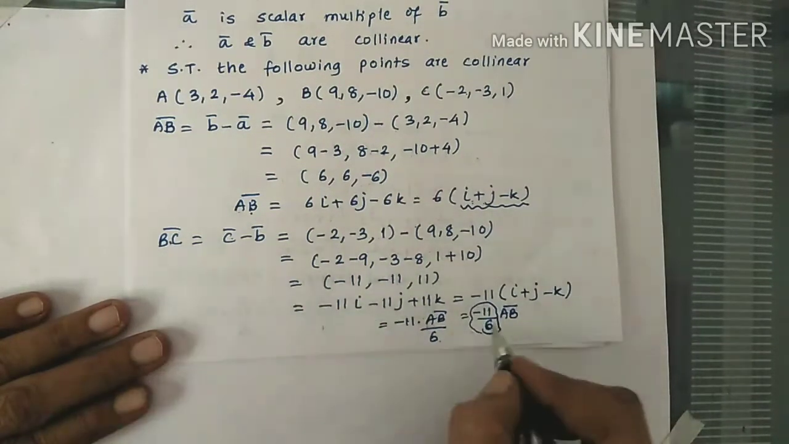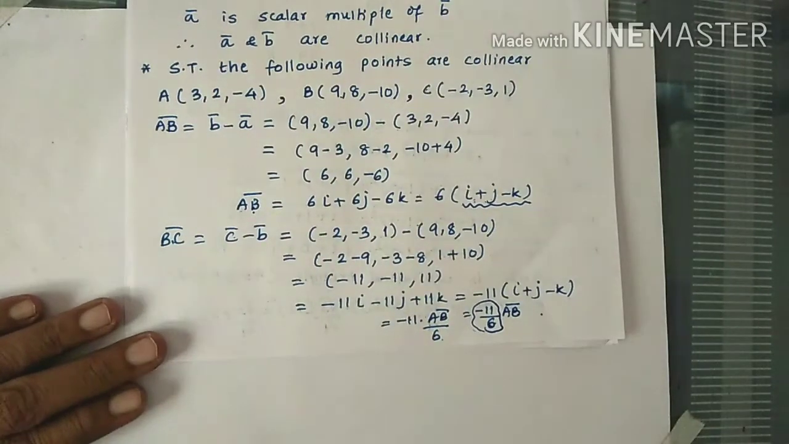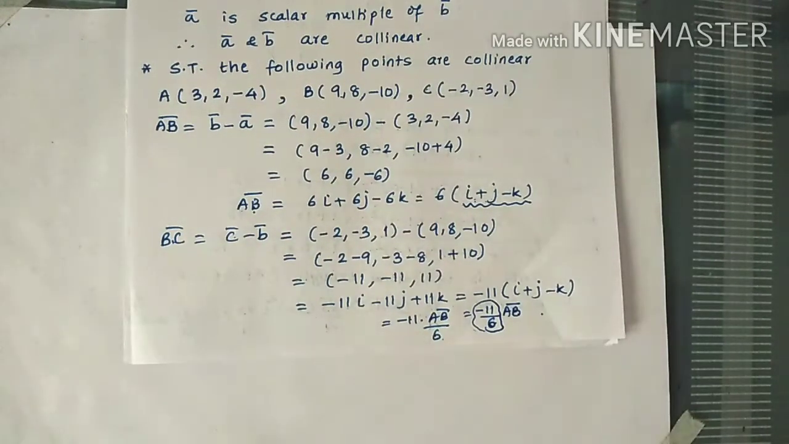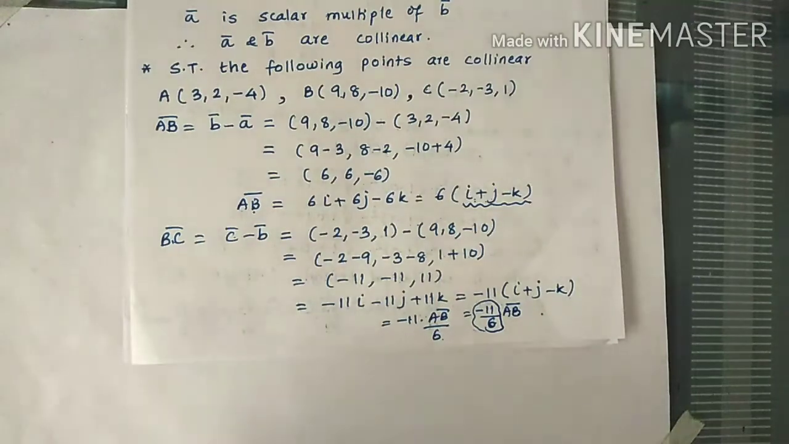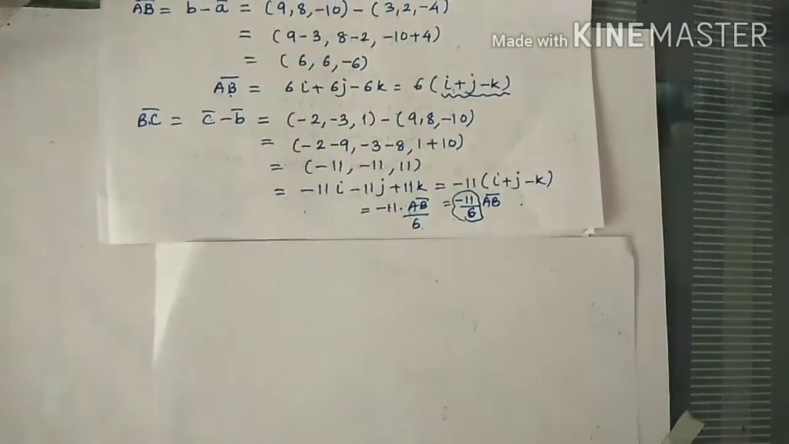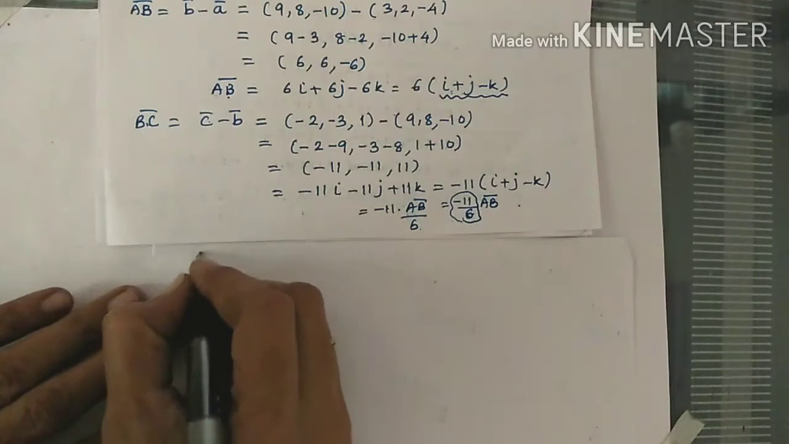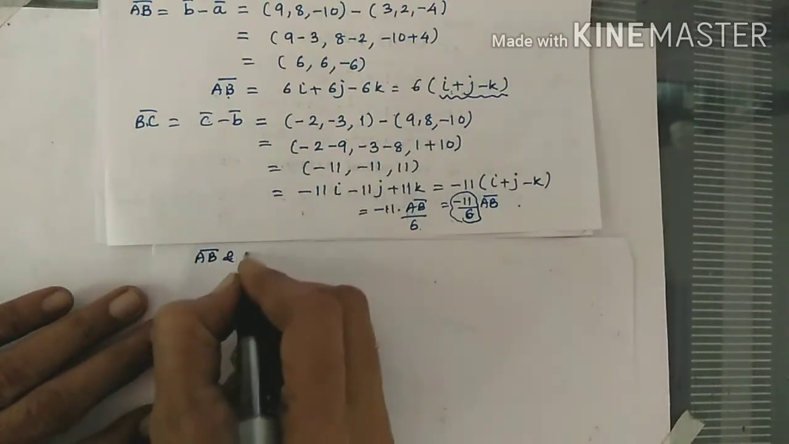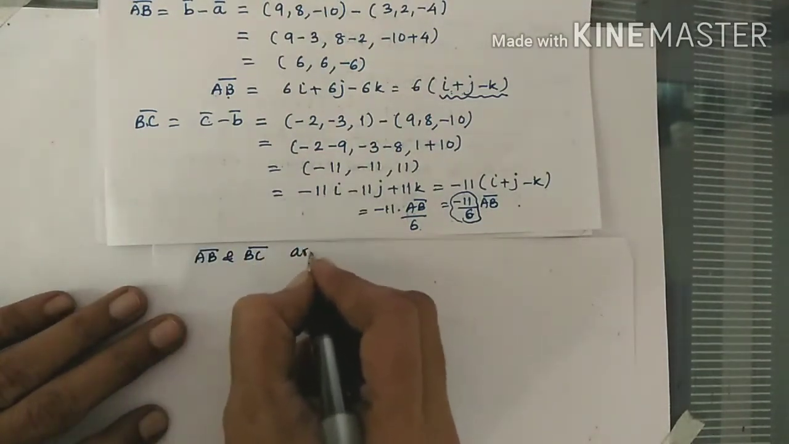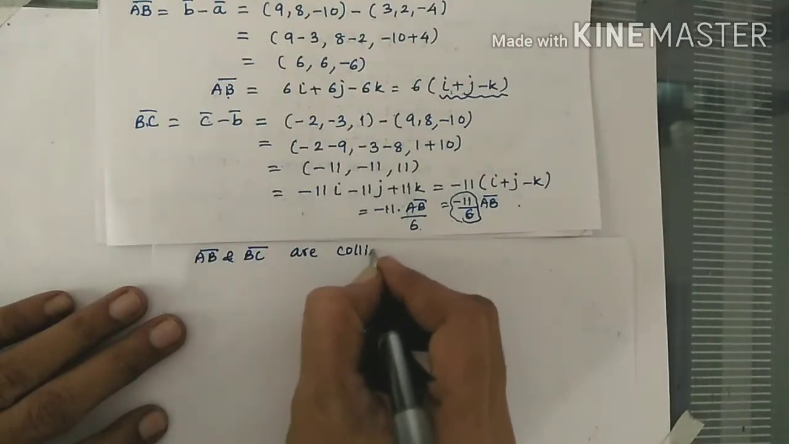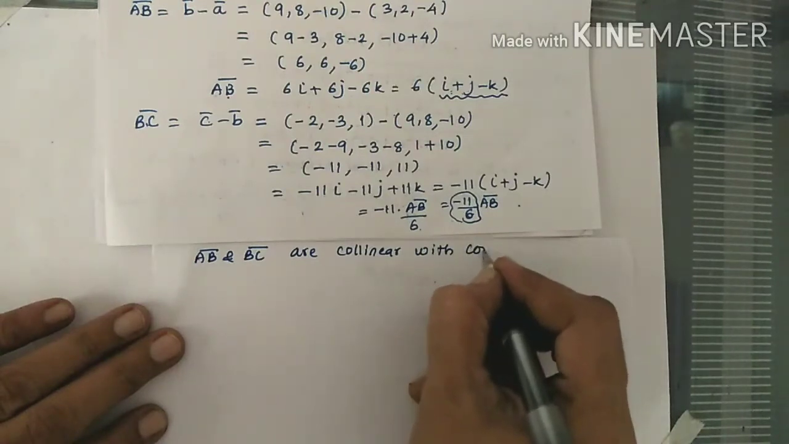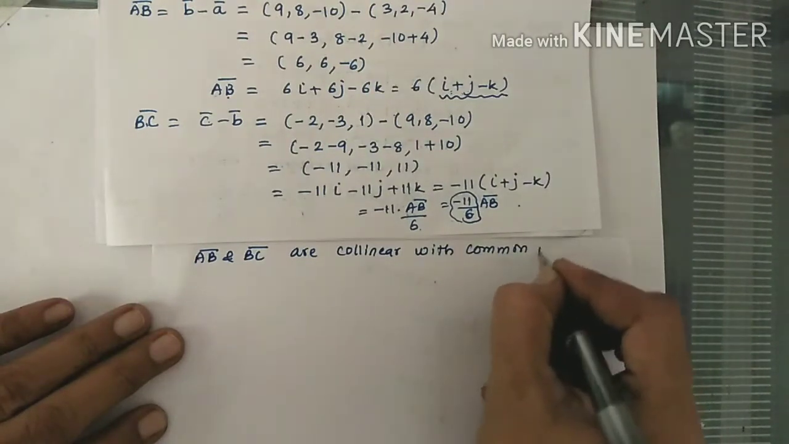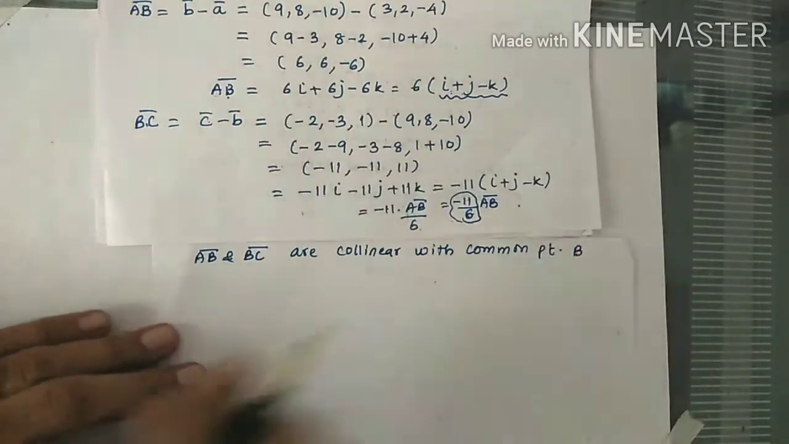So now BC bar is a scalar multiple of AB bar. As BC bar is a scalar multiple of AB bar, both are collinear. Therefore AB bar and BC bar are collinear and they have a common point B. Now why is it needed to write this common point B?